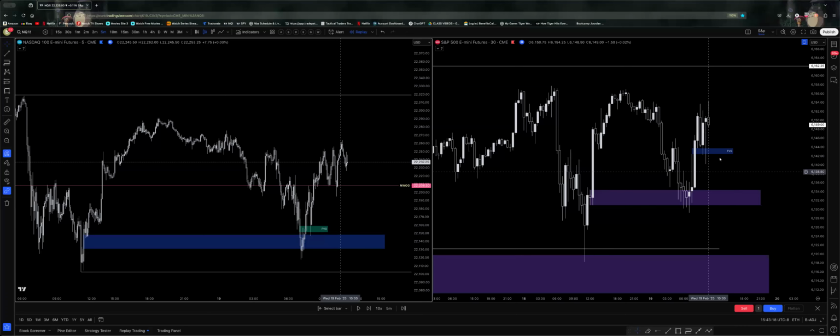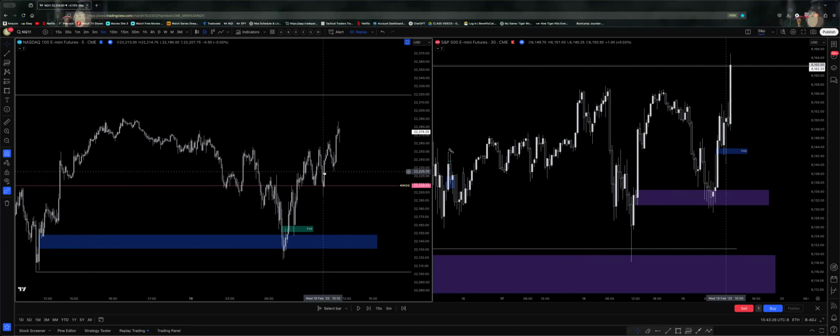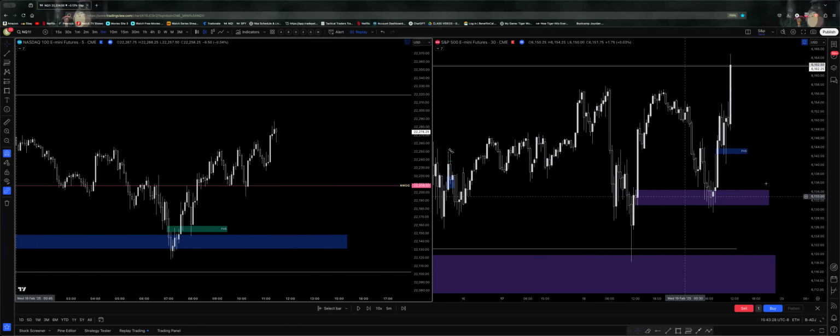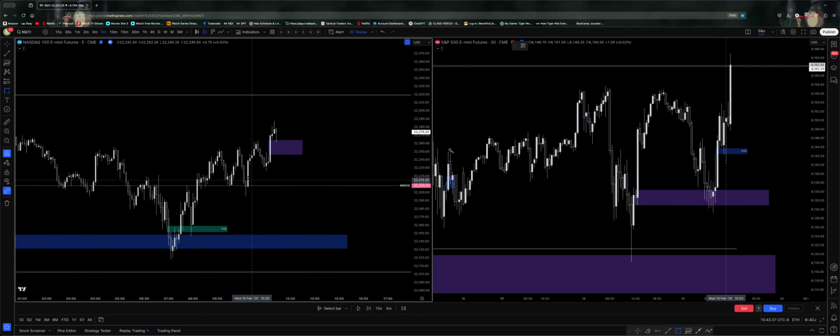So we got a sweep again. We held above this 30-minute fair value gap. And I'm watching right here as we're building up, respecting this fair value gap on the 5 minutes on NQ. And look at this, we go straight to the highs, right? NQ was a little slower to make it.